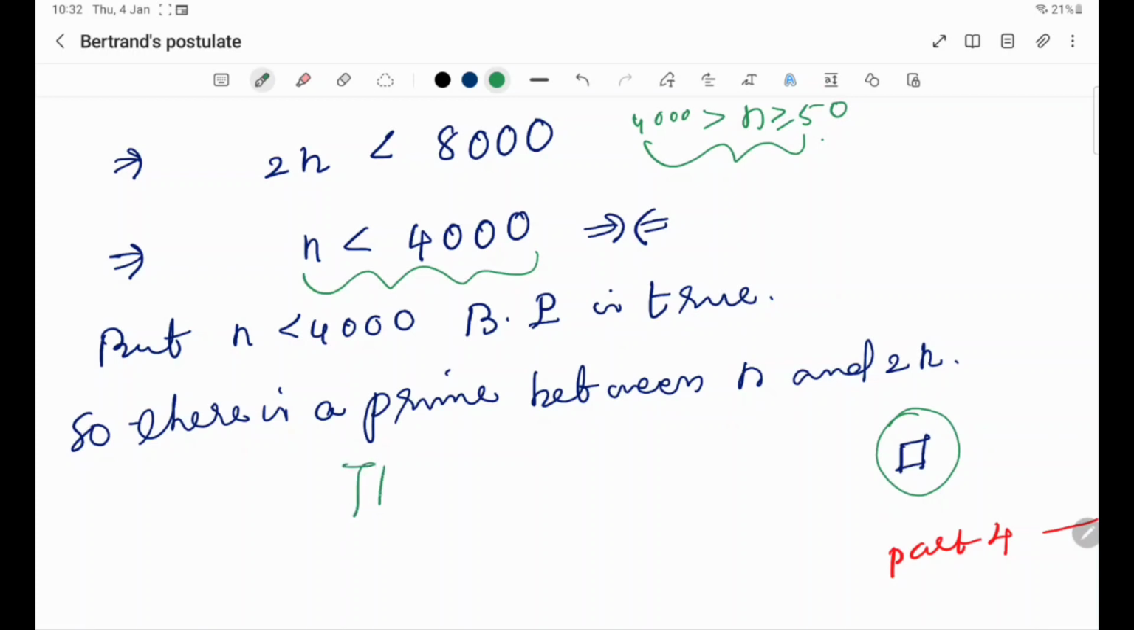So thank you for your attention. We will be doing many classical proofs like this. These proofs are long, so we have to split them into many parts so that you will be able to understand very easily. If I do it in one part, you will sometimes be bored.